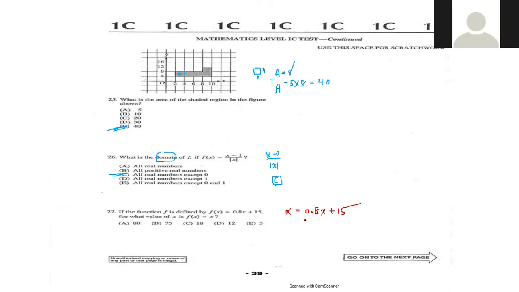Subtracting 0.8x from 1x gives 0.2x equals 15, so x equals 15 over 0.2. That's the same as multiplying by 5. On the calculator, 15 over 0.2 gives 75, which is B.